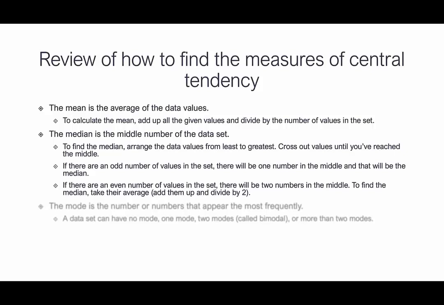To find the median, we're going to take their average. That means we're going to add them up and divide by 2. Again, average is the same word for mean, so it's like we're taking the mean to find the median, which is a little bit wonky.